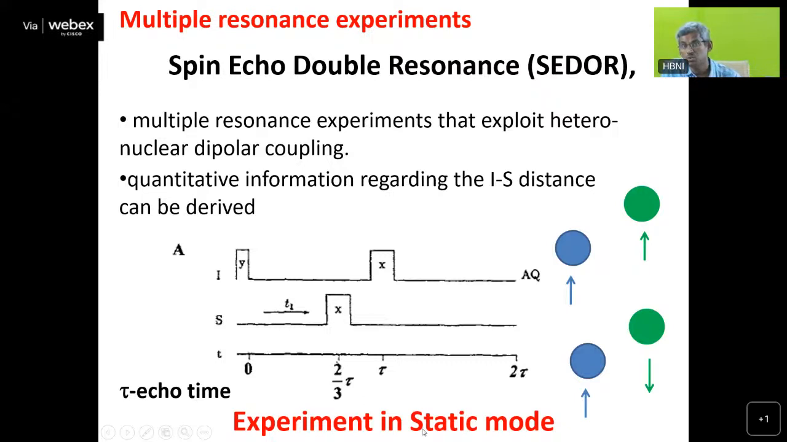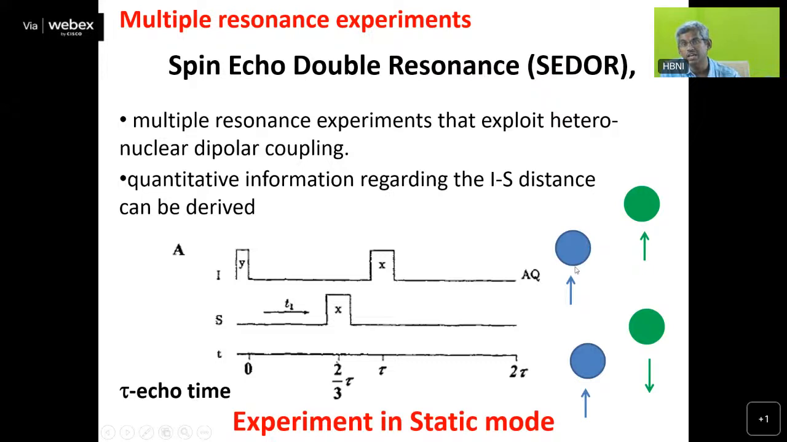But here we are doing static mode, so dipole-dipole interaction is not getting averaged out. But instead of doing a simple echo, I did one more thing: I applied a 180-degree pulse and disturbed the population or the magnetization of the S vector, or S nucleus. So what happens, since there is a dipole-dipole coupling, the echo which is seen at this point, AQ, gets affected.